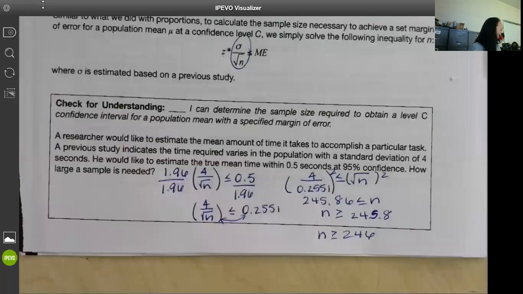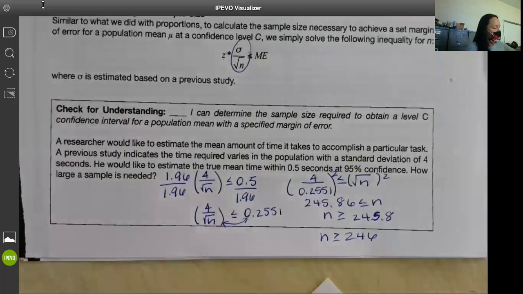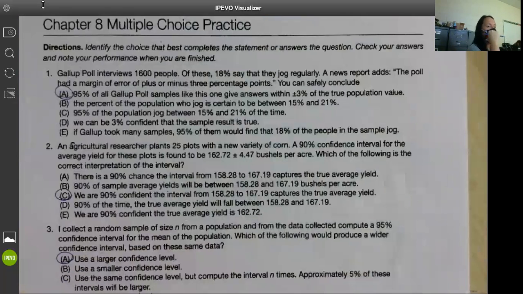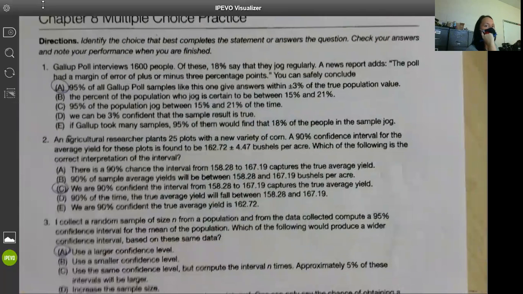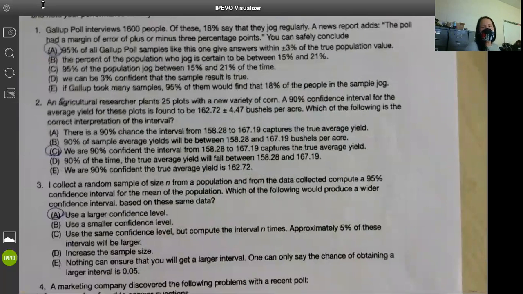Any questions? All right, so you have some multiple choice practice, and I'm going to just go ahead and give you the answers to that. And then if you have any questions about those, just let me know. Okay. So the first one is A, 2 is C, 3 is A.